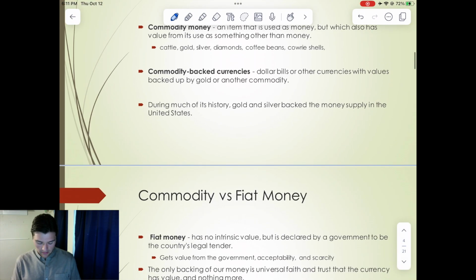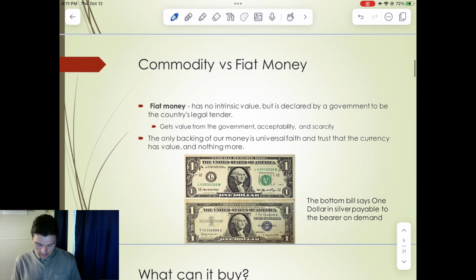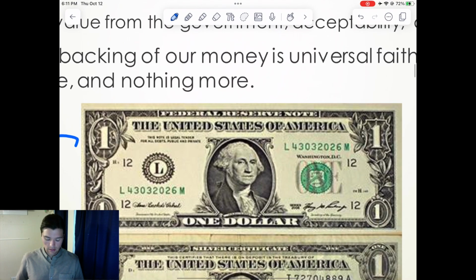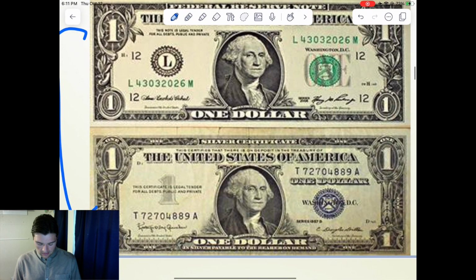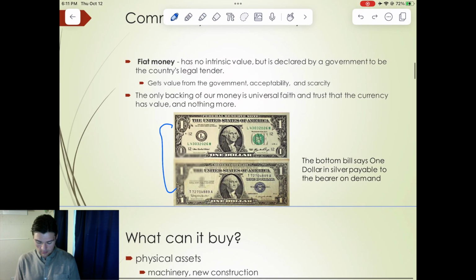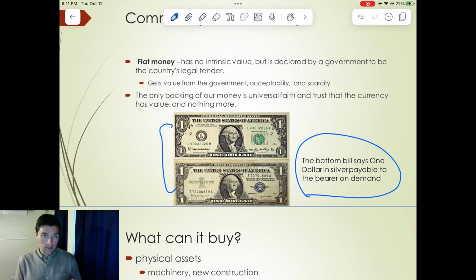So what we're trying to say here is that with commodity money, the bill today just says United States dollar bill. But the bill used to say $1, payable in silver to the bearer on demand. So if you are bearing this dollar, you can go and get $1 worth of silver. Whatever this dollar bill was, it was a silver-backed dollar.